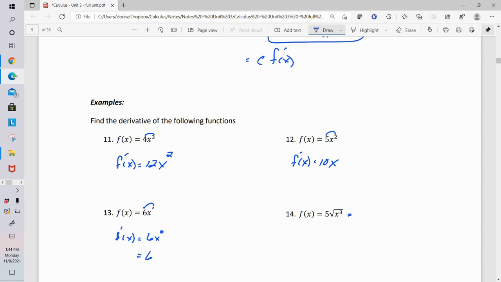Again, I want to change the square root of x to the third into x to the 3 halves. So the derivative of that will equal 3 halves times 5, which is 15 halves, x to the 3 halves minus 1 would be 1 half. Okay, so there's a quick look at the constant multiple rule.